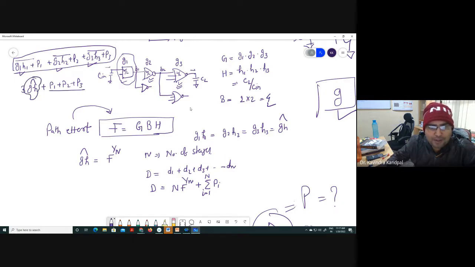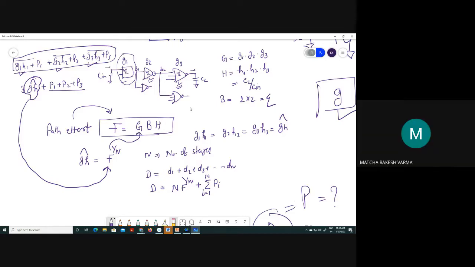Now, this GH cap, if you might remember, I have derived this relation. It happens to be f to the power 1 by n, where f is the multiplication of all G, all H, and all B. Yes or no?